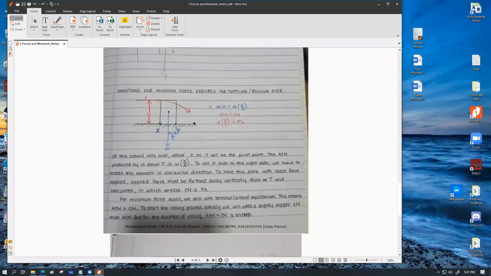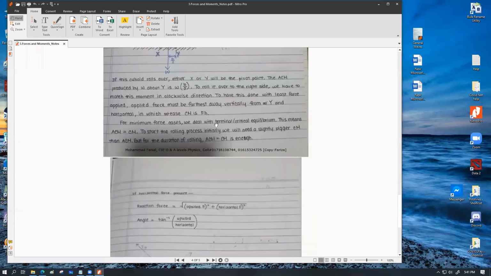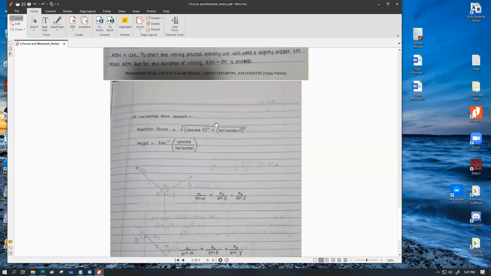Yeah, so we did talk about this question, this idea over here, that how much is the minimum force required for us to be able to topple over that object, and we could calculate that thing in the process. So this is one set of question that we will require to process in our upcoming questions.